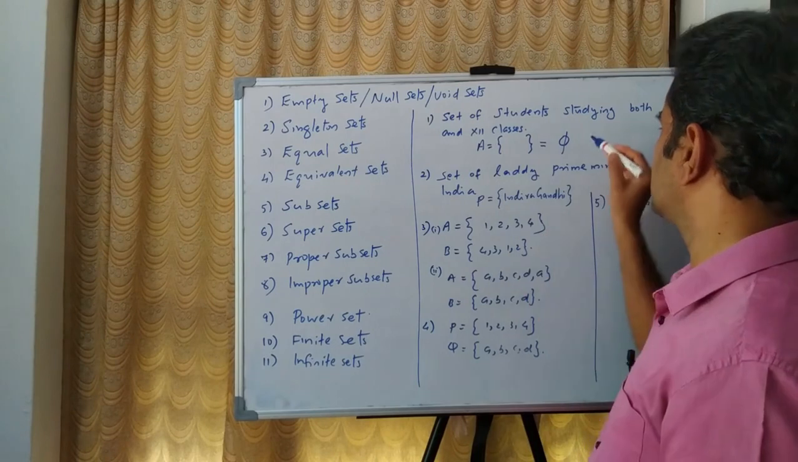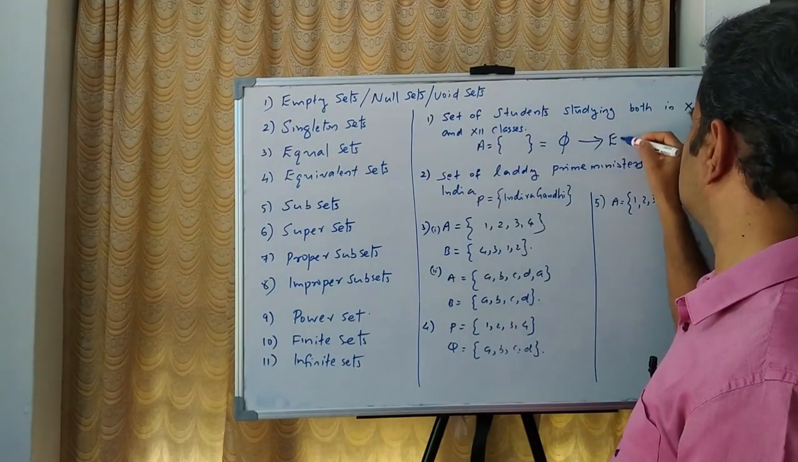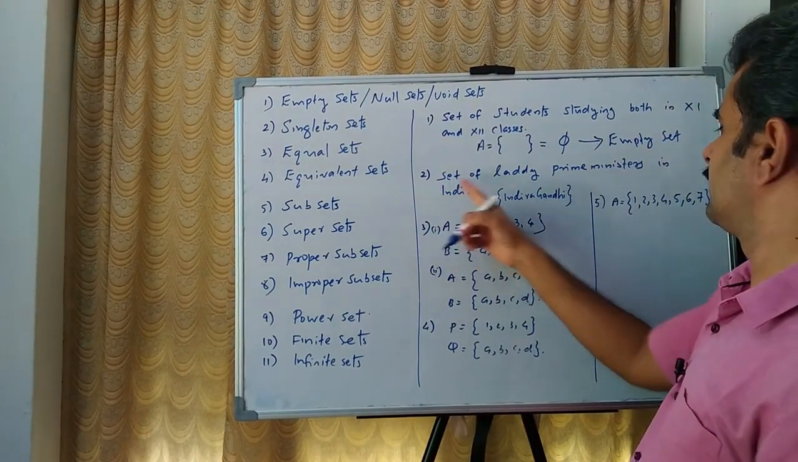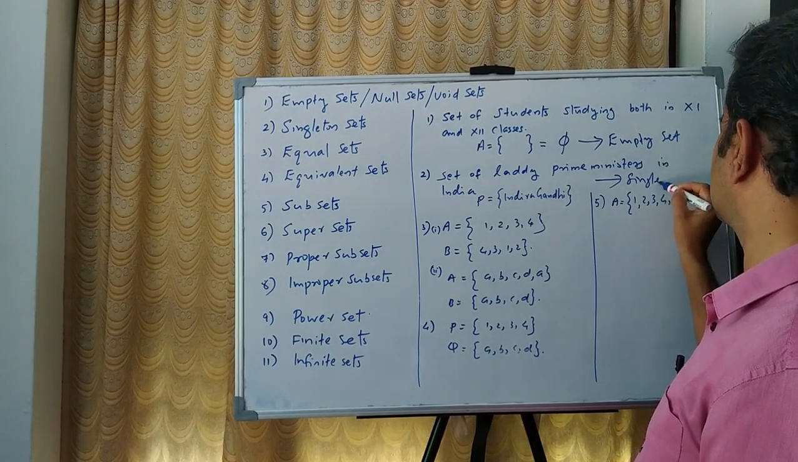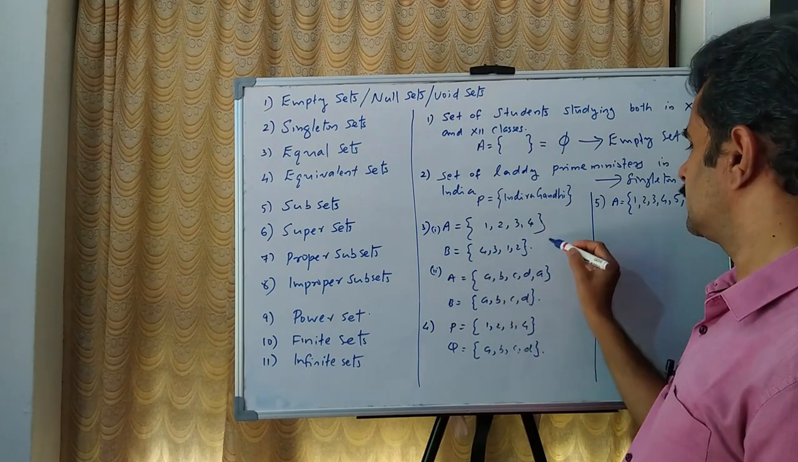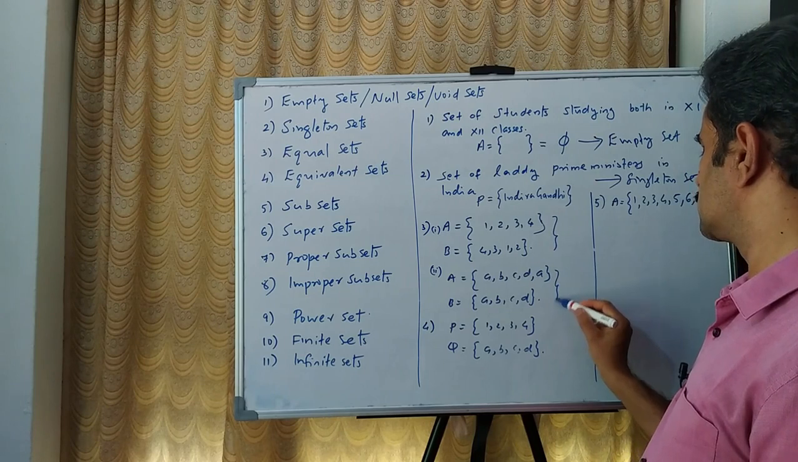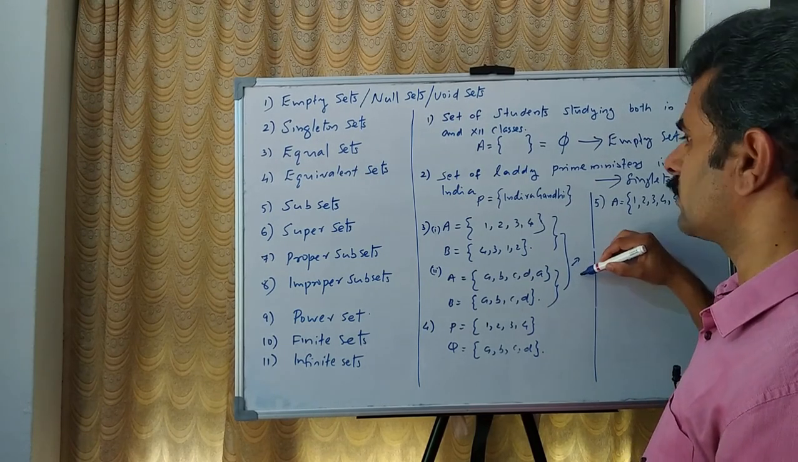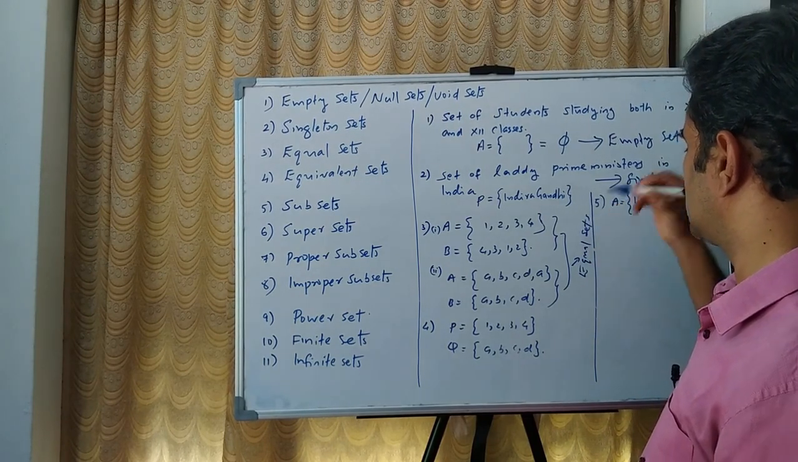So what about this one? This is what? Empty set. And the second one is what? Singleton set. The third one, and these two are what? Equal sets.